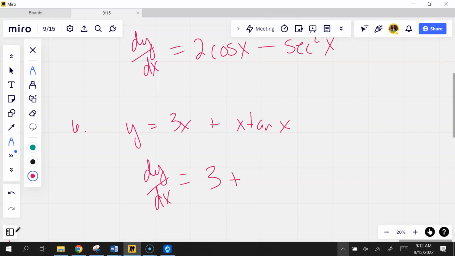3 plus. Did you use product rule? I hope you did, because that's what you have to do. Derivative of the first. What? Did y'all see that? What did y'all do then? Oh, no. Okay. Let's do product rule. Derivative of the first, which is 1, times the second, plus the first times, what's the derivative of tangent x? Secant squared x.